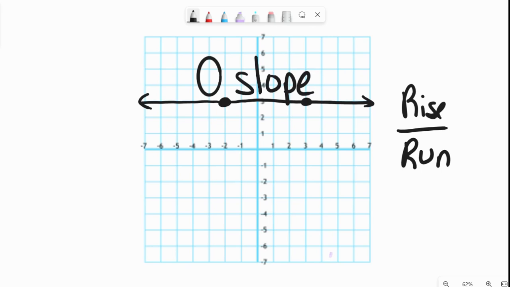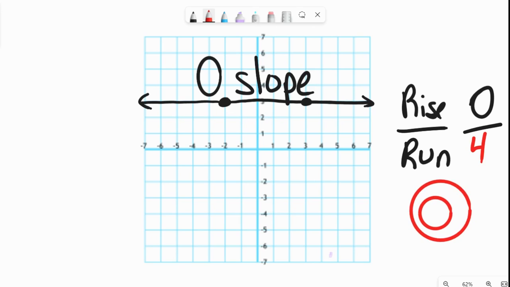Because there is no rise, and the run could be any number. I can go over 2, I could go over 4, could go over 5, but it's not going up or down at all. So no matter what number I put on the bottom for my run, the slope is always going to be equal to 0. So if you see a horizontal line, it's going to have a 0 slope.